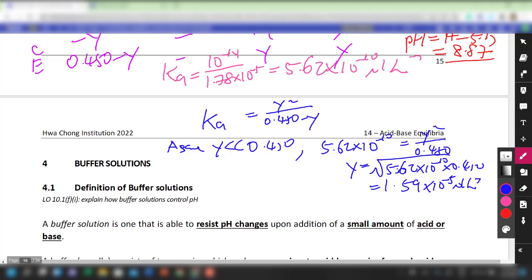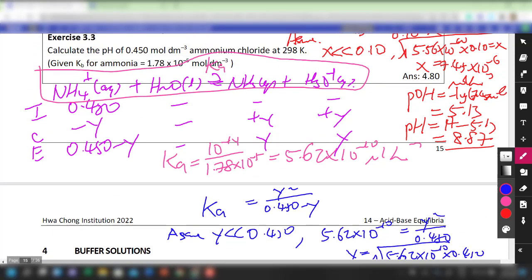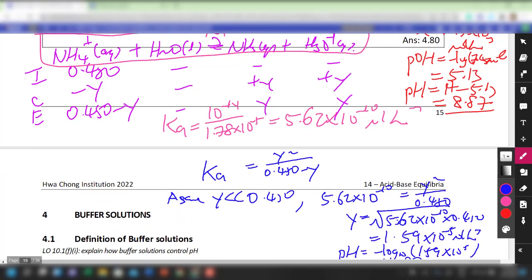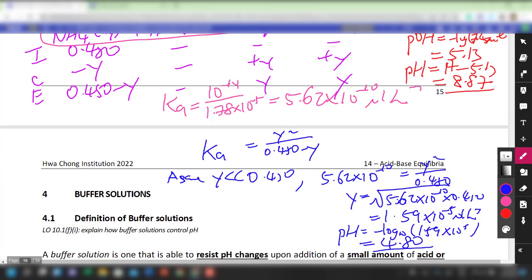I'm going to calculate pH, which is minus log base 10 of 1.59 × 10⁻⁵, and I will be able to get 4.80, which makes sense because this is the conjugate acid of a weak base, so it will undergo substantial hydrolysis or some form of hydrolysis in water, and I'm going to end up with an acidic solution.